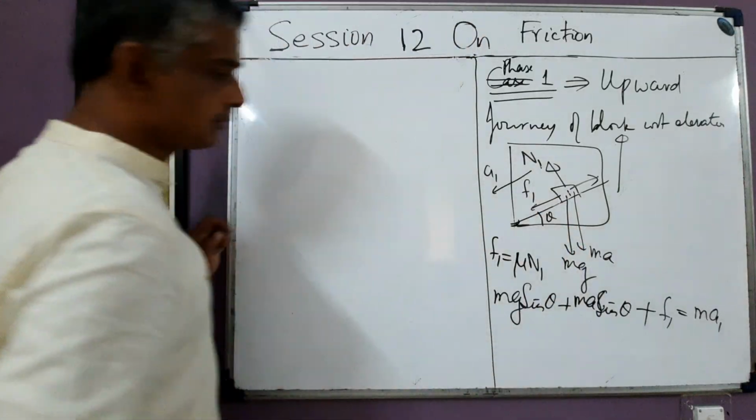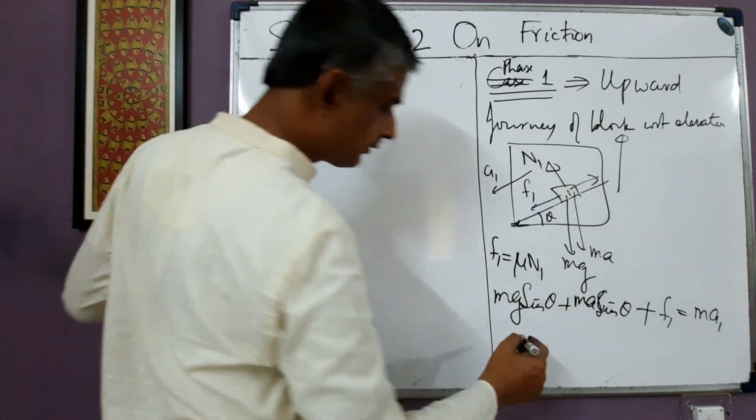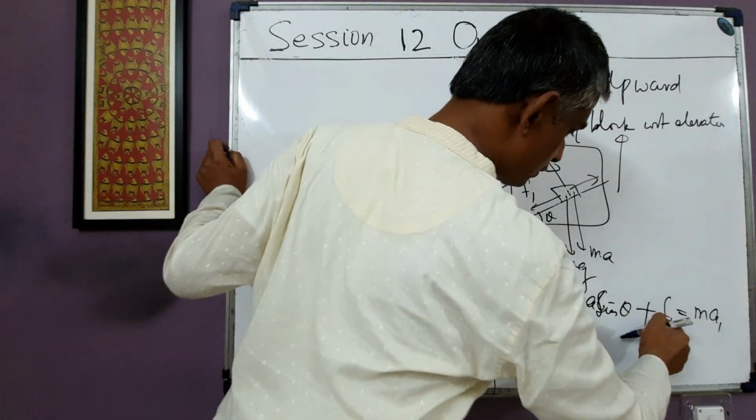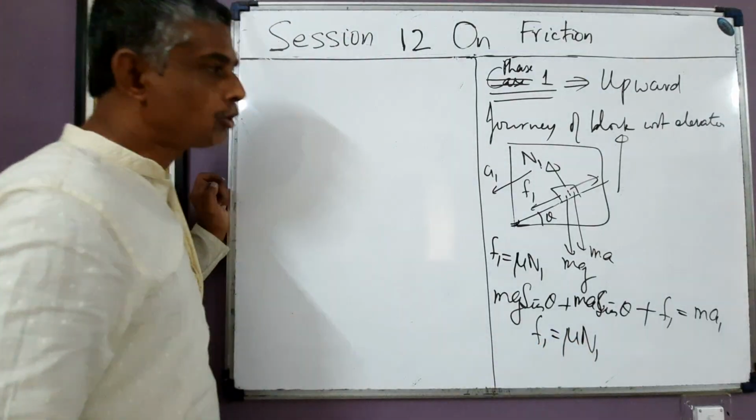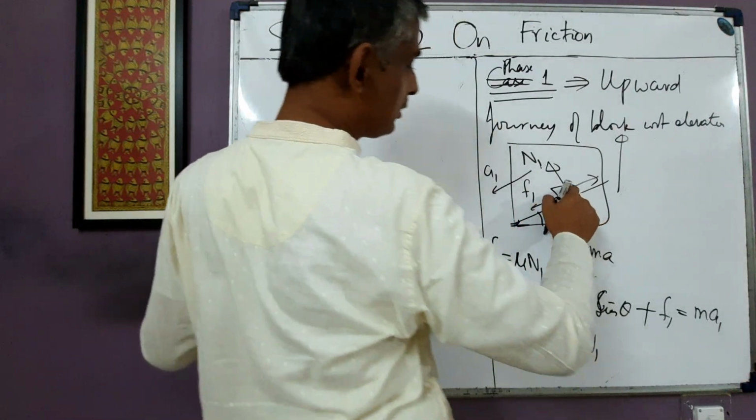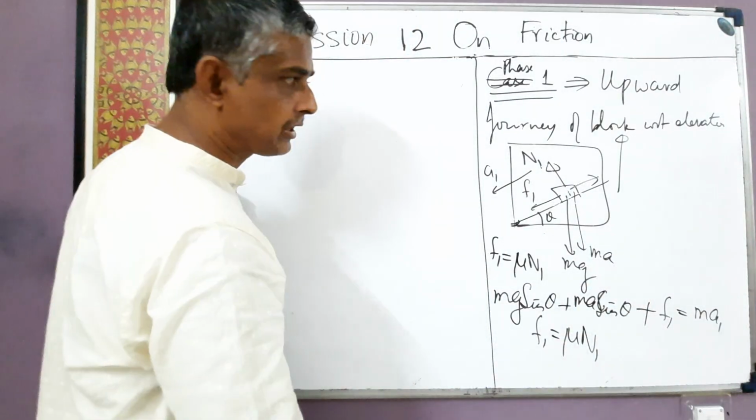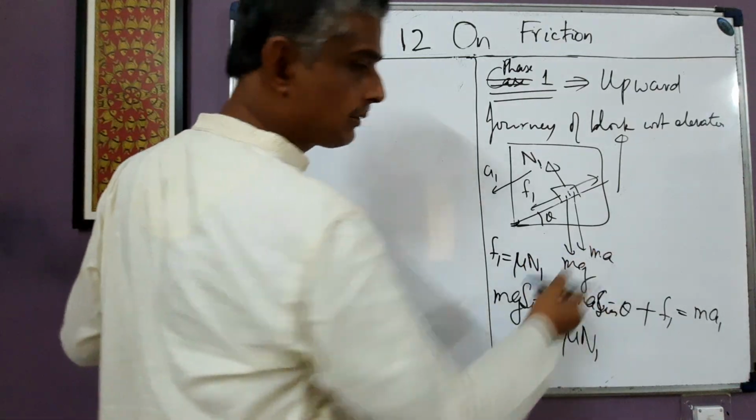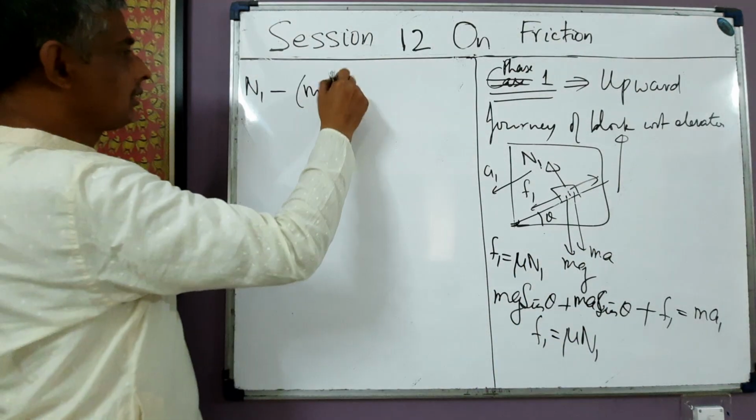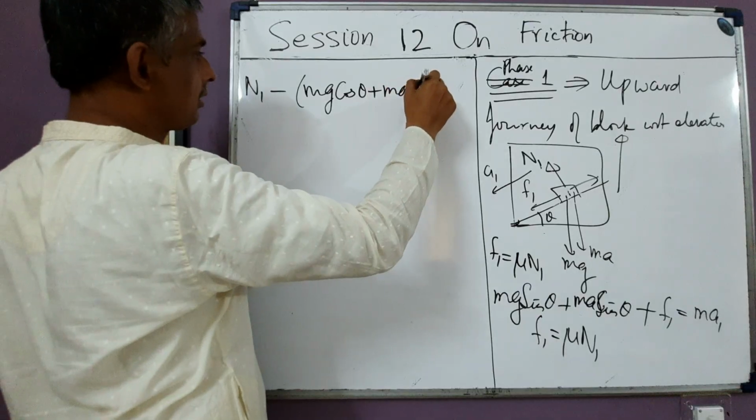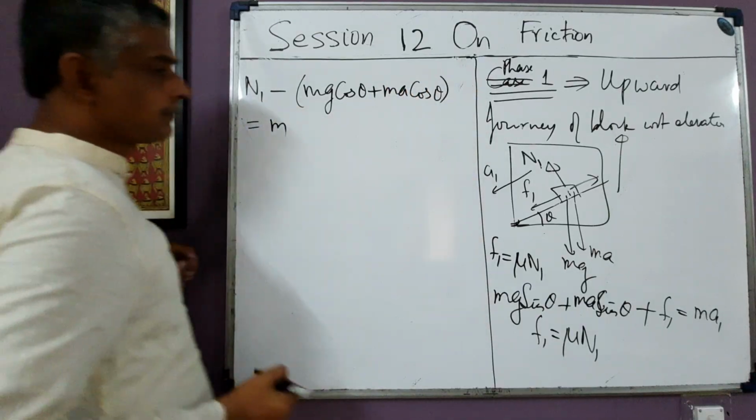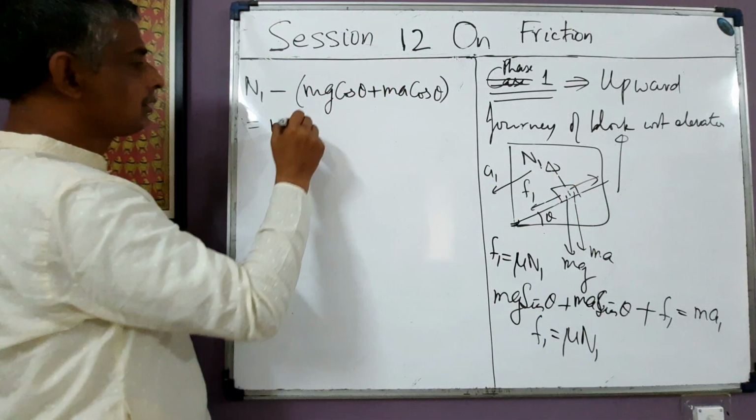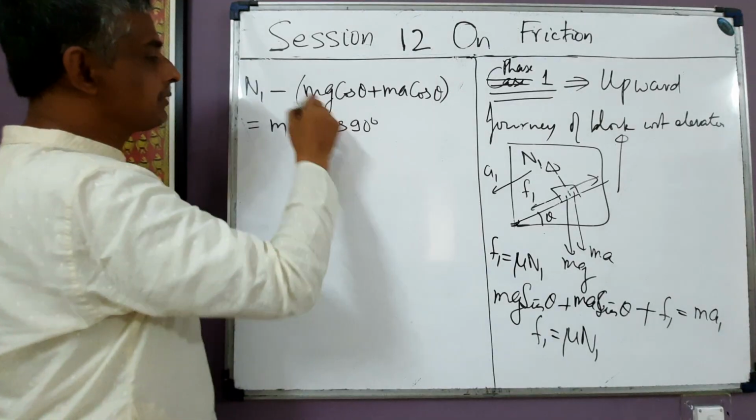Slipping is taking place. The block is slipping over the rough surface of the wedge, so F1 equals mu times N1, as I have written. To know a1 we must know F1, and to know F1 we must know N1. How to find N1? I apply Newton's second law to the block with respect to the wedge along the direction of N1. N1 minus mg cos theta minus ma cos theta equals mass times the acceleration of the block in this direction, which is a1 cos 90 degrees, which is simply 0.